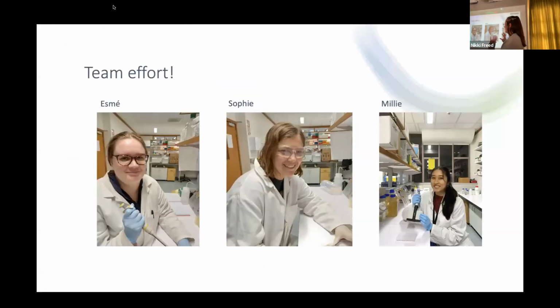Just a bit of background to this project. It wouldn't have been possible without the students we've worked with over the last year: Esme, Sophie, and Millie. Esme and Sophie were doing a viral investigation with Nanopore, and Millie was working with me on some more bacterial-based traits.